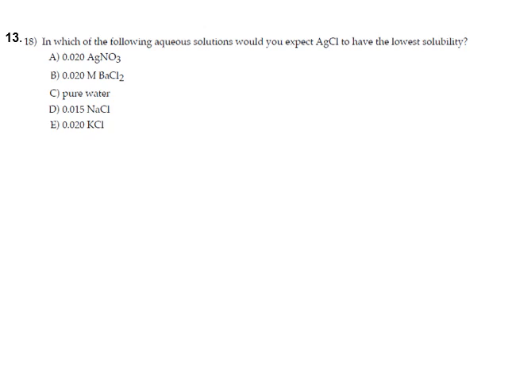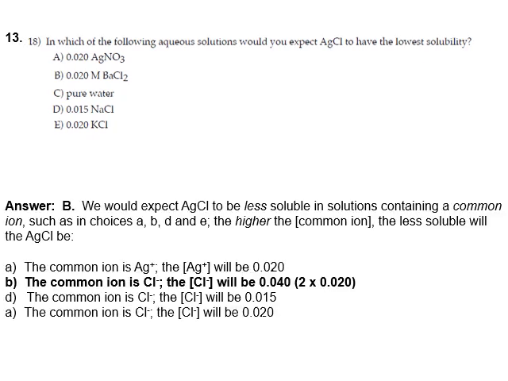So far we've got 0.02, 0.04 for D. It's going to just be 0.015 because there's only going to be 1 chloride, and same thing for E, it'll just be 0.02. So B is going to be the answer, 0.04. Let's turn to the next slide. And there you go.